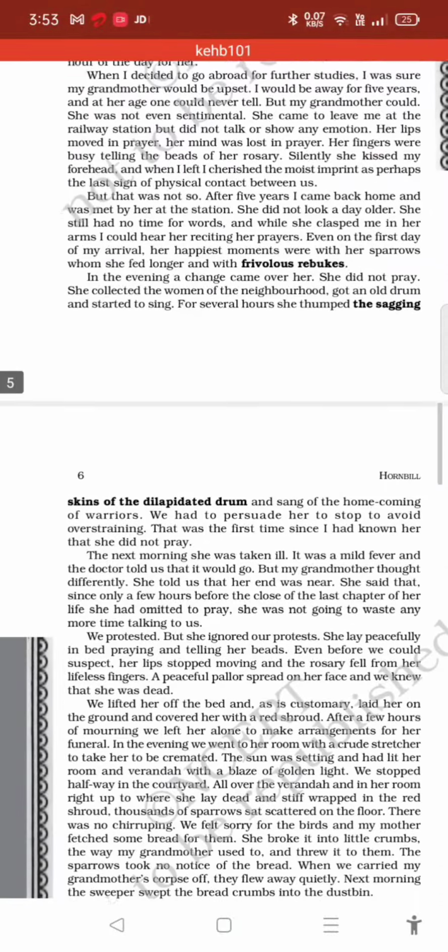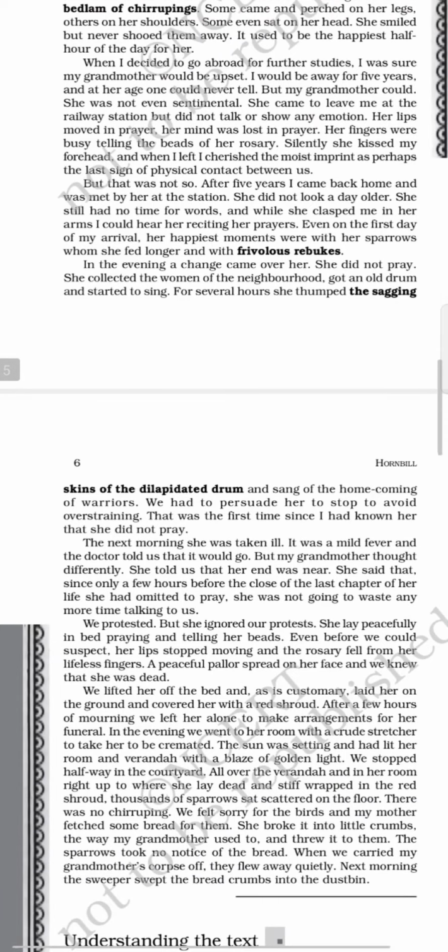And then there's a whole page left. Let's make it fast, right?